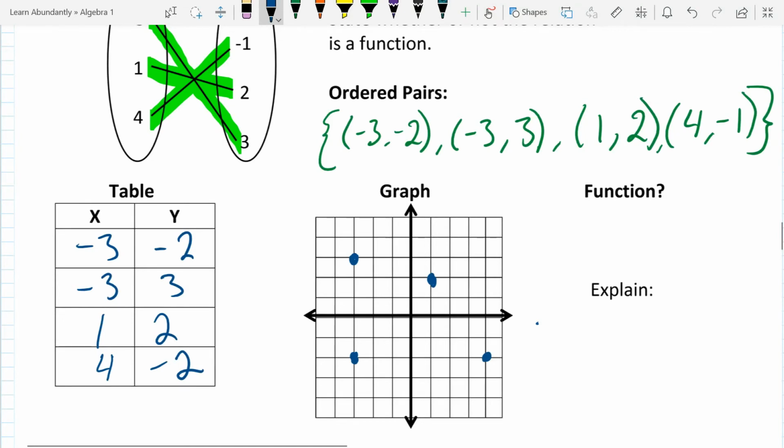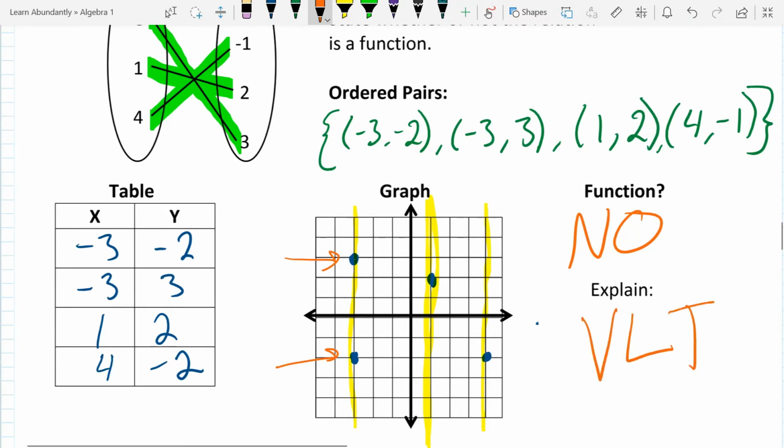Now, I'm going to use the vertical line test because I have a graph. So I'm going to draw a vertical line at all the places I have points. And do I ever hit more than one point at a time? And the answer is yes. I have 2 points that are on the same vertical line, which means this is not a function. No, not a function. And why not? Because of the vertical line test.